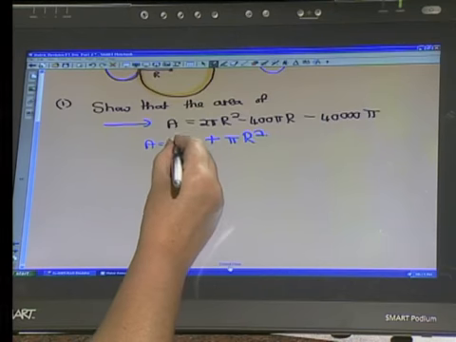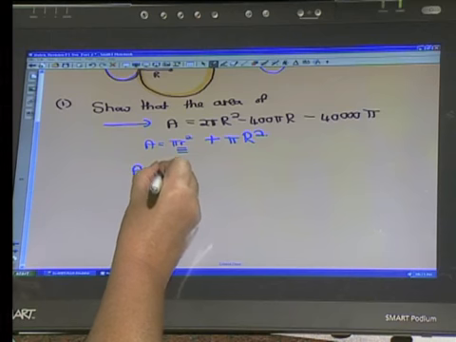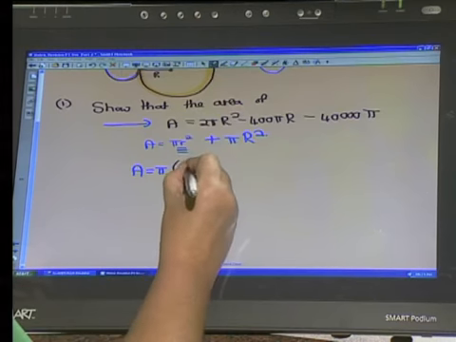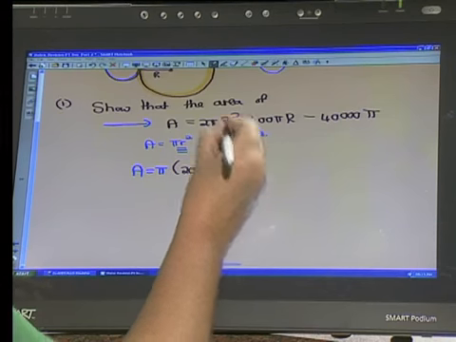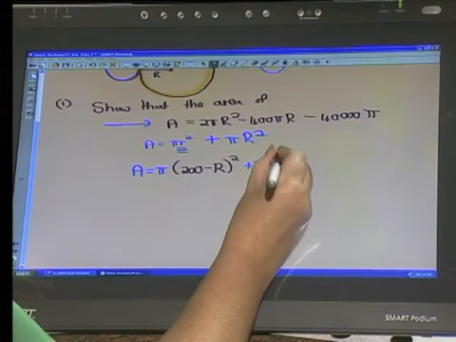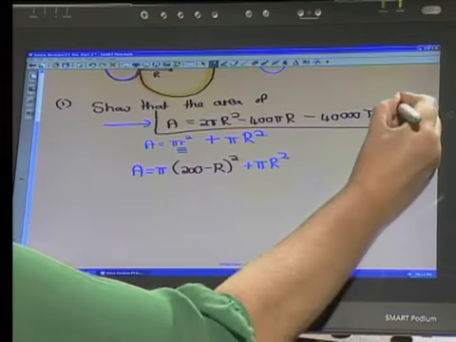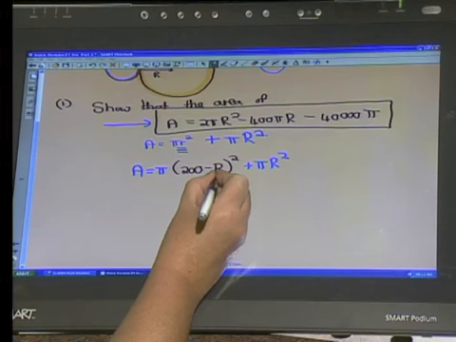So yes, now I'm going to go to this question, and I'm going to say, let's replace this little r with that expression. So A is equal to pi, and just so that it's clear what I'm doing, I'm going to put it in another color. It's 200 minus big R, all squared. And we've got plus pi big R squared. Now, if we look at this thing we are trying to prove, we can see that it is multiplied out. So the logical thing we're going to do now is multiply this bracket out.